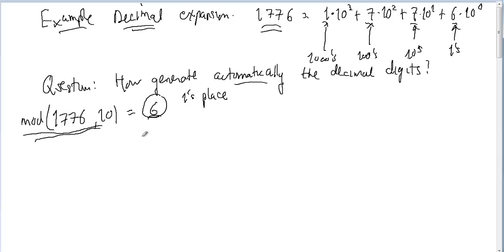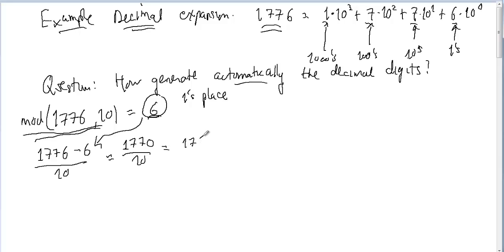Now, suppose I do the following. Suppose I take 1776 minus 6. Now, this 6 comes from here, right? And divide it by 10. What do I get? Well, I get 1770 over 10, which is equal to 177. Now, notice something here. If I take 177 mod base 10, that gives me the 7, which is the 10's place. Pretty cool, huh?